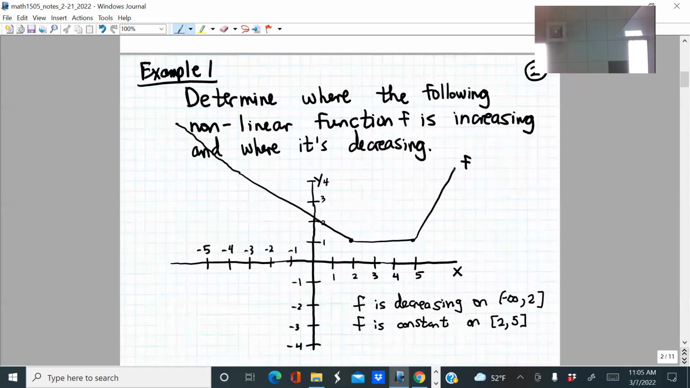And then finally, here on the right, obviously, it starts going up, right? So f then is increasing on 5, starting at 5, right up to infinity. Now, one mistake that you're going to be tempted to make is, make sure you're always giving your intervals in terms of the x-axis, not values on the y-axis. We're really not paying attention to values on the y-axis, okay? Give your answers in terms of the x-axis, right, okay?